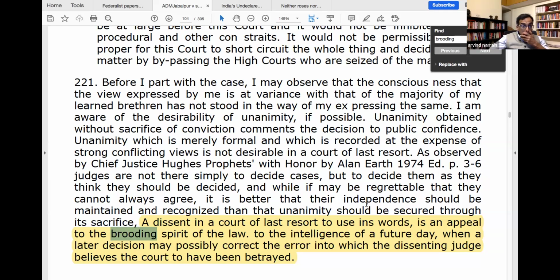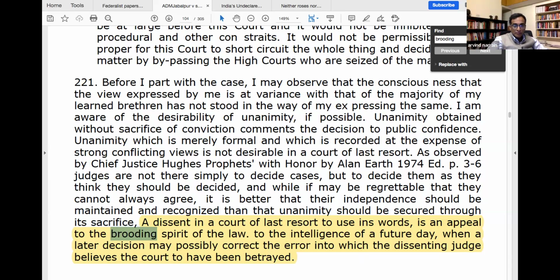As observed by Chief Justice Hughes, Prophets, honored by Alan Barth, 1974 edition, page 36, judges are not there simply to decide cases, but to decide them as they think they should be decided, and while it may be regrettable that they cannot always agree, it is better that their independence should be maintained and recognized than that unanimity should be secured through its sacrifice.